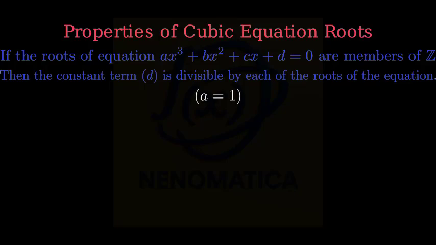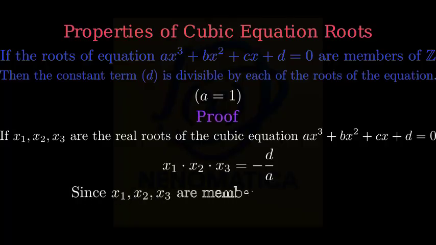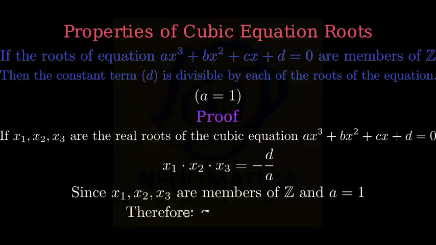Now, let's prove this statement. We'll show that if x1, x2, and x3 are real roots of the cubic equation ax cubed plus bx squared plus cx plus d equals 0, then the product x1 times x2 times x3 equals negative d over a. Since we've established that x1, x2, and x3 are members of Z, the set of integers, and since a equals 1, we can deduce that x1 times x2 times x3 equals negative d.